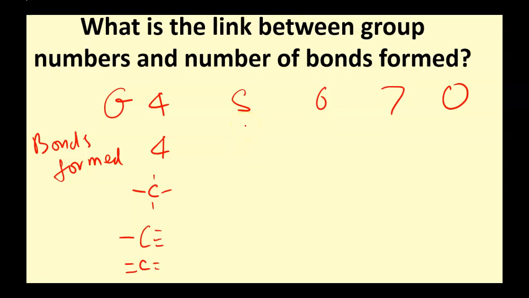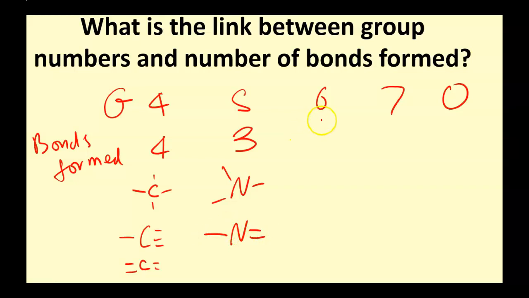An example, and then group 5. It has 5 electrons in the outer shell, so it can only obtain an extra 3 electrons in its outer shell, which could either be by gaining 3 electrons to form a negative ion, or by sharing electrons to form covalent bonds. So the number of bonds formed by everything in group 5 is 3. So this would be nitrogen. It could form 3 single bonds, or it could form a double bond and a single bond.